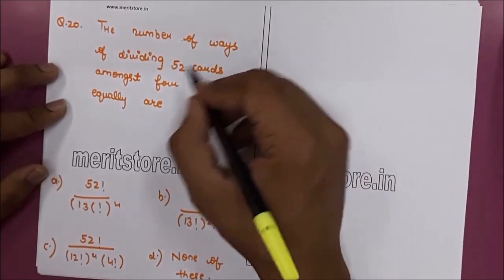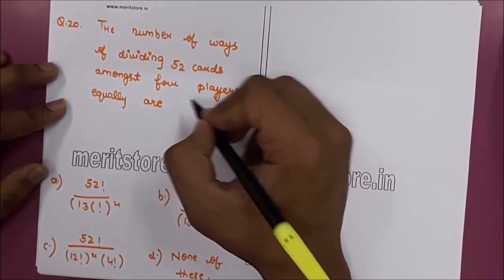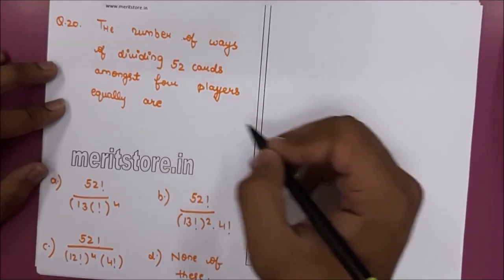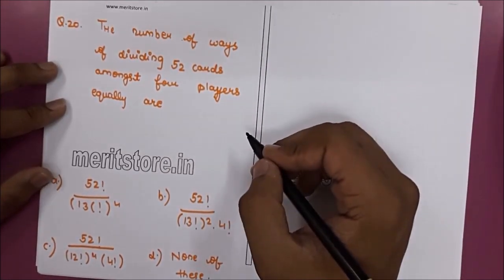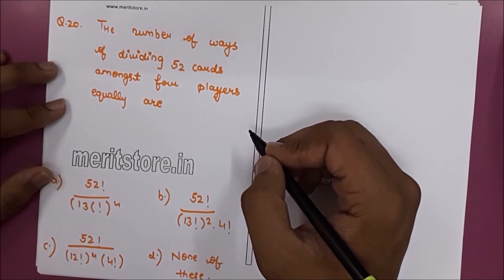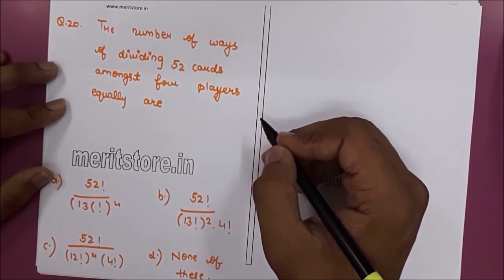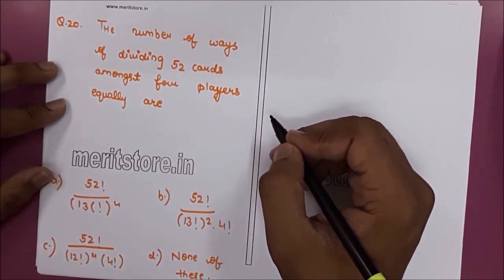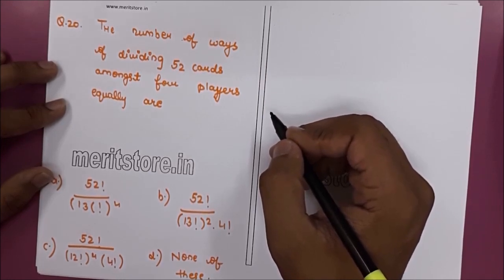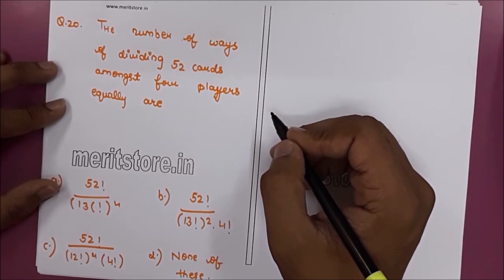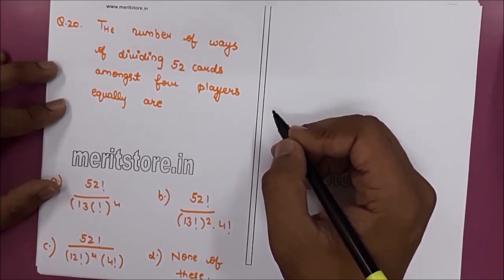The number of ways of dividing 52 cards amongst 4 players equally are: option A 52 factorial upon 13 factorial raised to 4, option B 52 factorial upon 13 factorial square into 4 factorial, option C 52 factorial upon 12 factorial raised to 4 into 4 factorial, option D none of these.